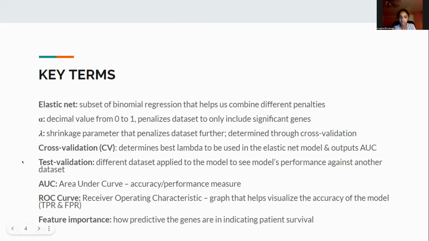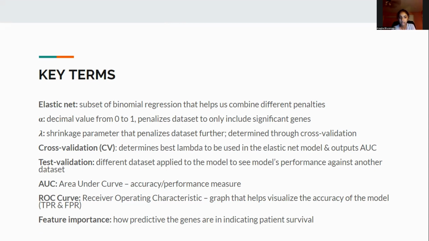Test validation is another form of validation where we use a different data set and apply it to the model to see our ElasticNet model's performance against another data set. Like I discussed in the previous slide, it's pretty important because we need to make sure that our model works with many different data sets, not just our own.